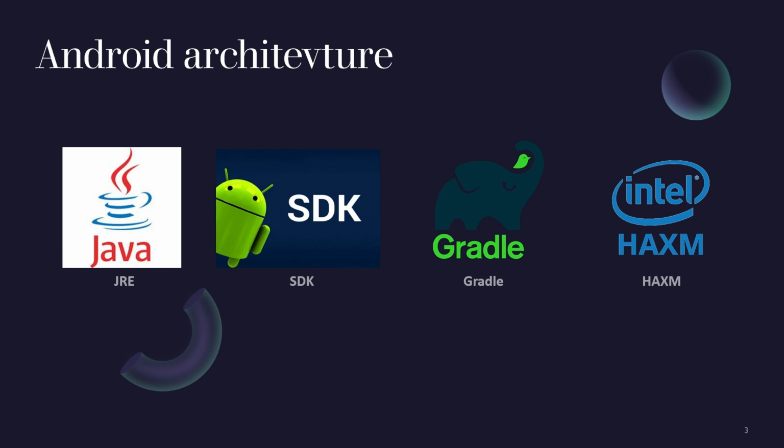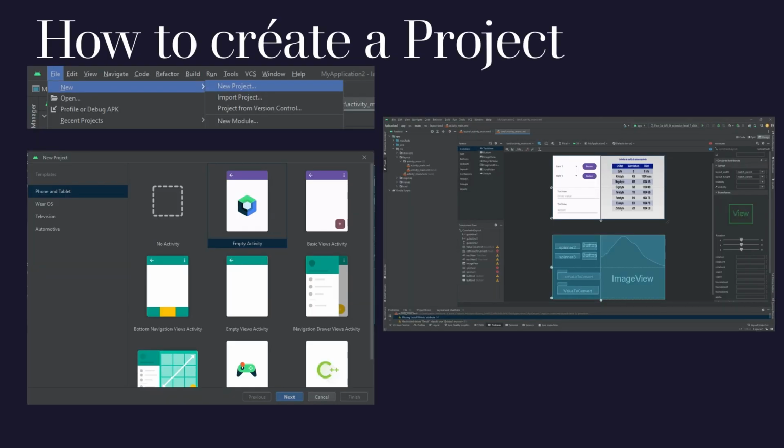The second point I want to explain is how to create a project, in this case using Android Studio. The first thing you do is open Android Studio and go to the window at the top left. You click on File, New, and New Project.